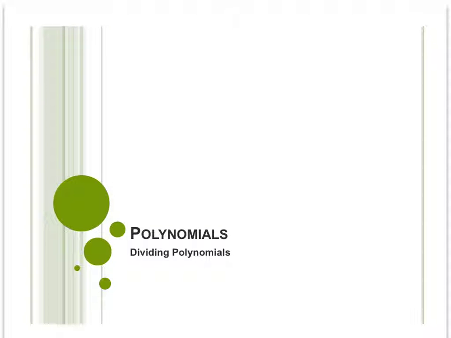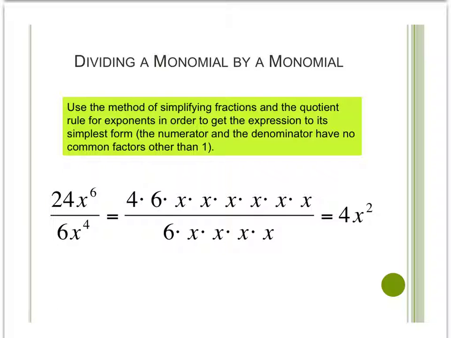In this section, we will look at how to divide polynomials. Let's begin by looking at how to divide a monomial by a monomial. This can be done by using the method of simplifying fractions and the quotient rule for exponents in order to get the expression to its simplest form. And by simplest form, we mean that the numerator and the denominator have no common factors other than 1.